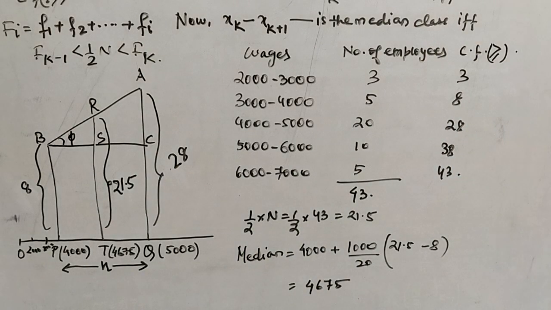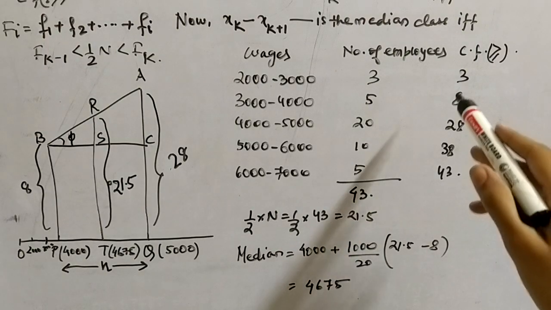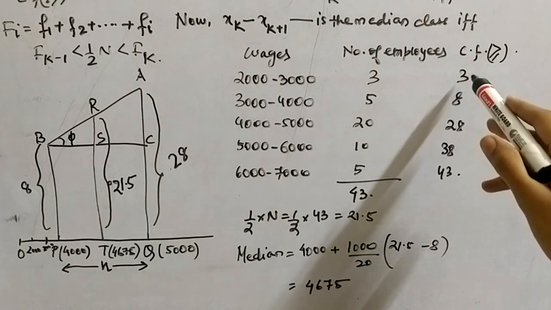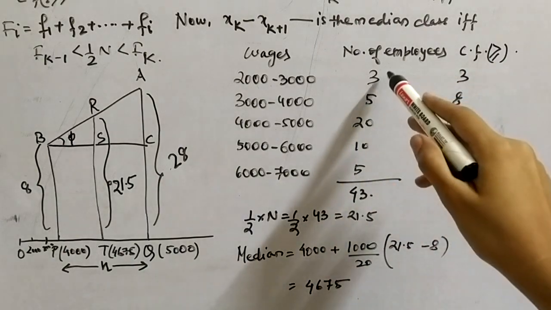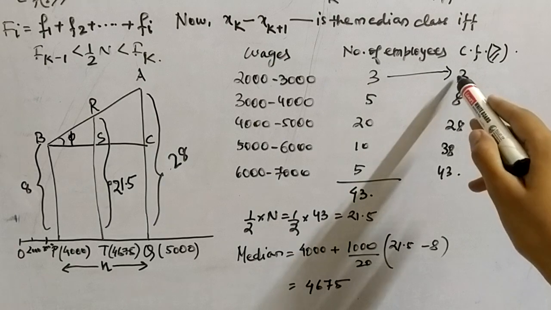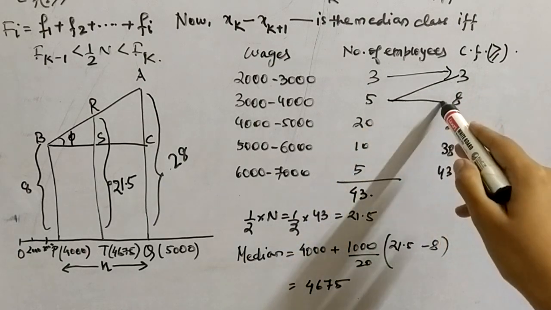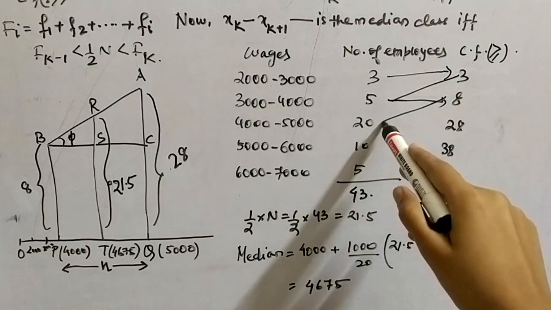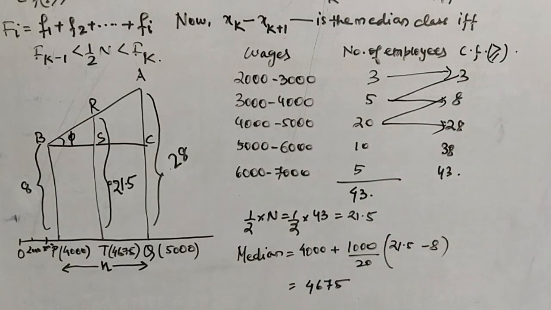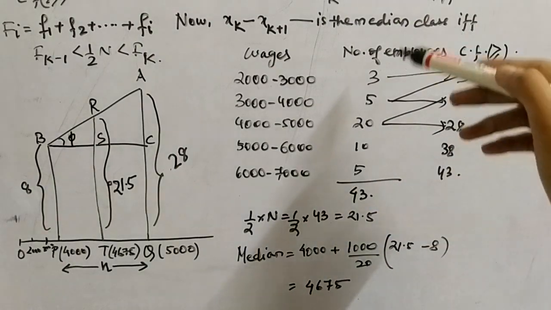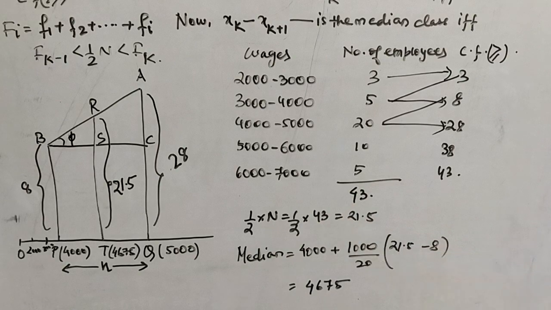What you have to do is calculate the cumulative frequency of greater than type. Okay. In order to calculate that, what you have to do? You have to add the frequency with the next class. Like this, 3 will remain like this. Now add 3 with 5, you will get 8. 8 plus 20, you will get 28, and so on. Okay. Now the total frequency is 43.